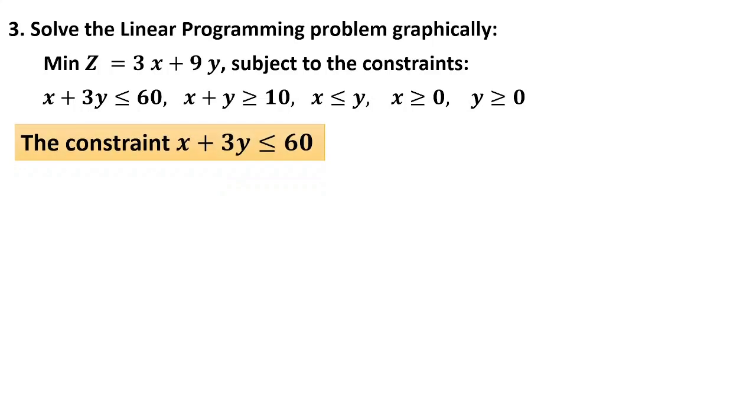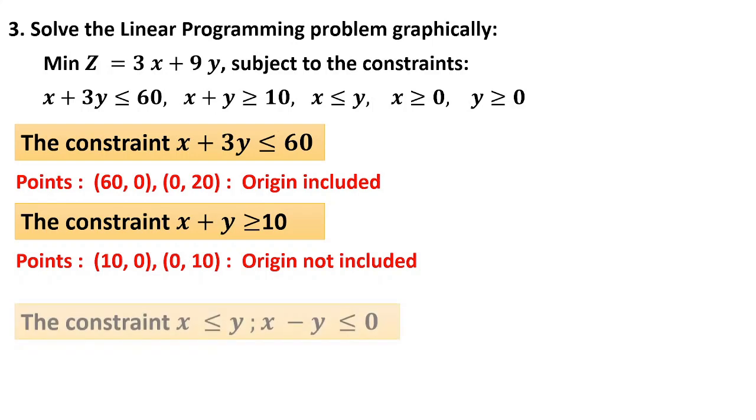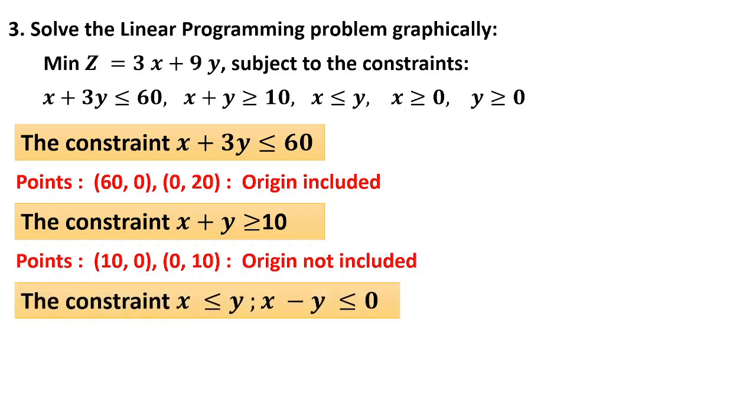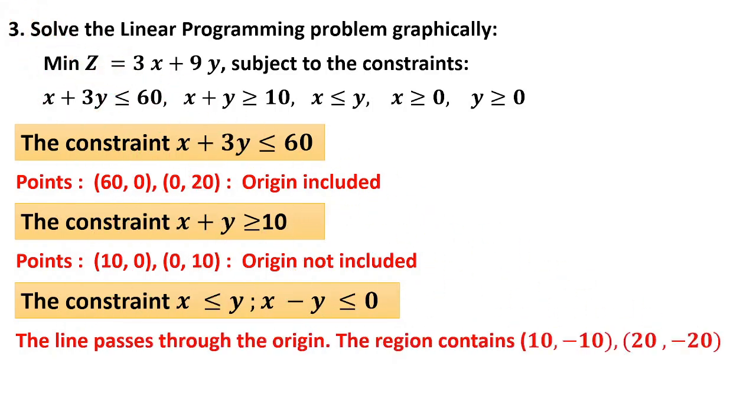Good. First constraint, x plus 3y less than or equal to 60. These are the points. Origin included. Second one, x plus y greater than or equal to 10. These are the points. Origin not included. Now this is x less than or equal to y, means x minus y less than or equal to 0. Passes through the origin. And the region contains the point 10, minus 10 and 20, minus 20. Only these 2 points satisfy the equation.